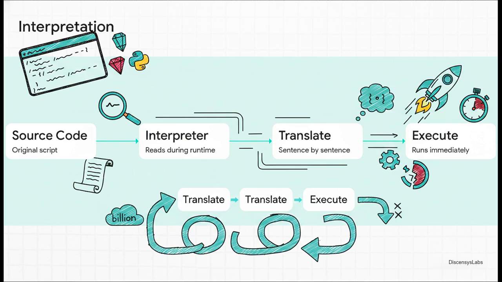But there is a massive performance penalty here. Imagine a loop that runs, say, 1 billion times. The interpreter has to read, parse, and translate that exact same piece of code 1 billion times over. That adds some serious overhead during runtime.